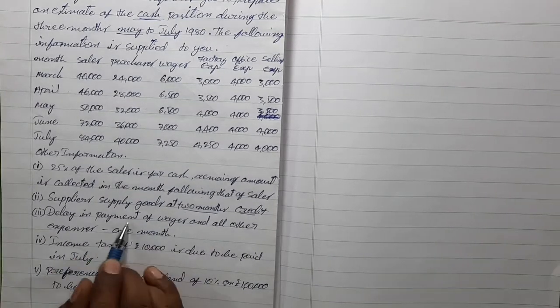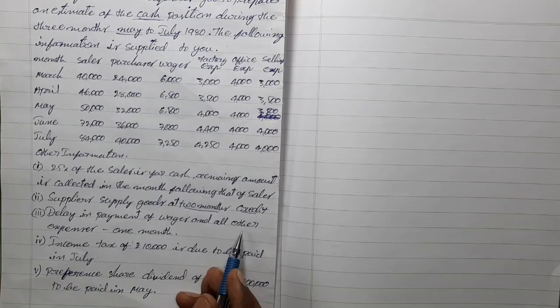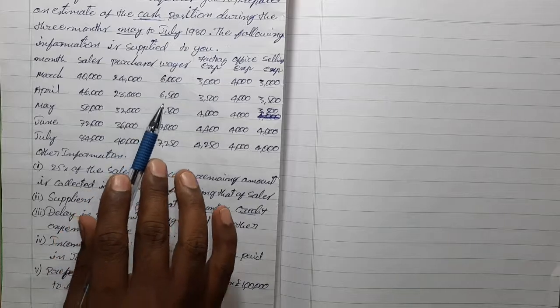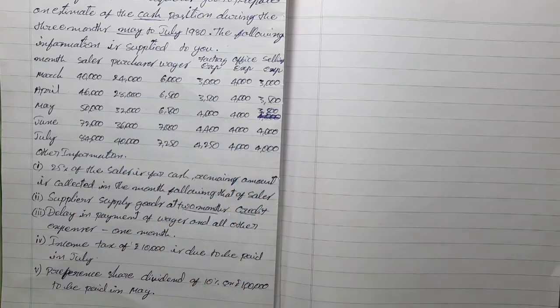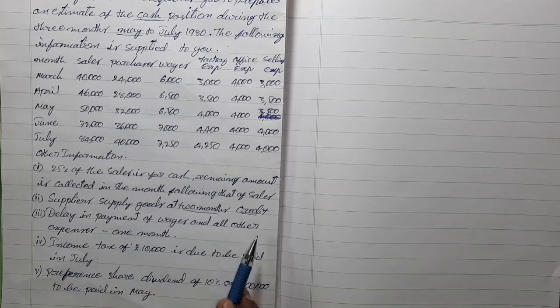Next, delay in payment of wages and all other expenses is 1 month. So, except purchases, wages, factory expenses, office expenses and selling expenses should be paid with a 1 month lagging period. Lagging means the time gap between the payment.